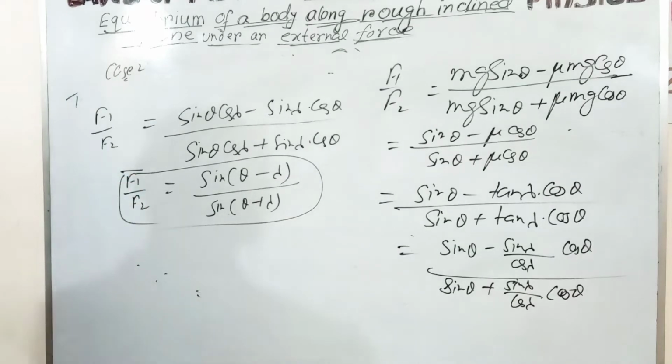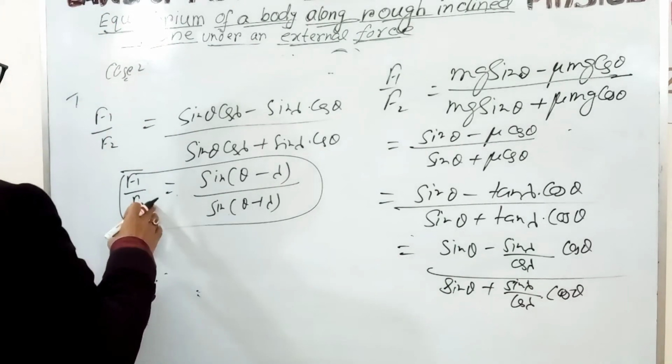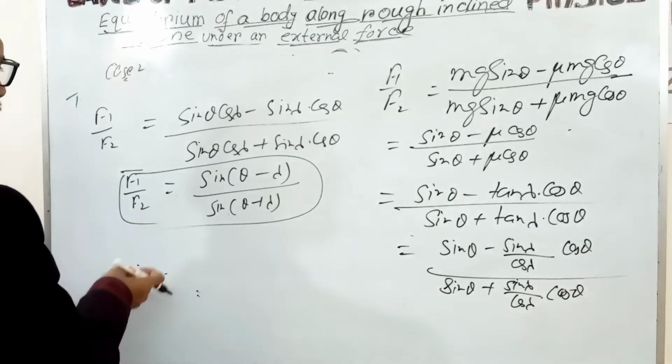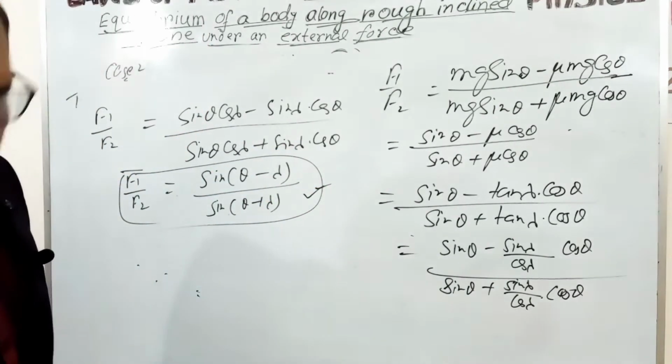So F1 is the force required when the body tends to move downward, and F2 is the force required when the body tends to move upward. The ratio becomes this.